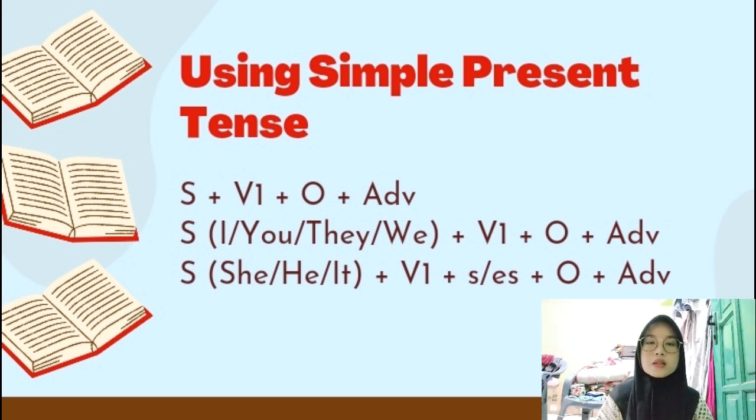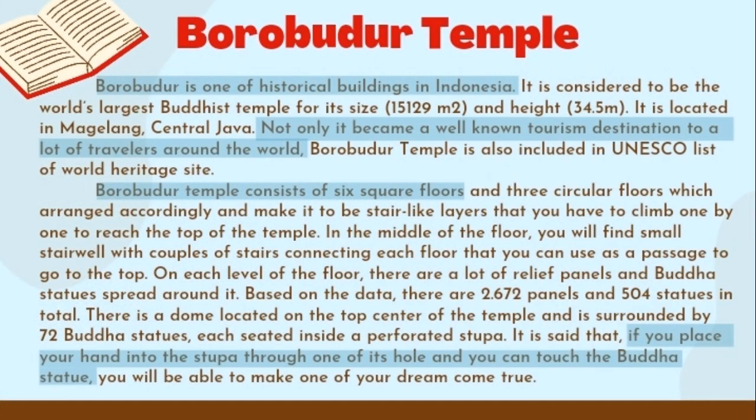The form is subject plus verb 1 plus object plus adverb. If the subject is Ayu Dewi, the verb that we use is verb 1 plus object plus adverb. If the subject is she or he, the verb that we use is verb 1 plus s or es plus object plus adverb. Okay, here is an example of descriptive text about Borobudur Temple.